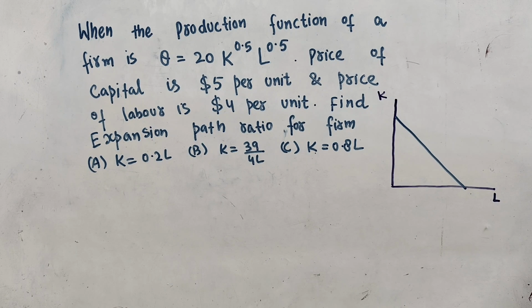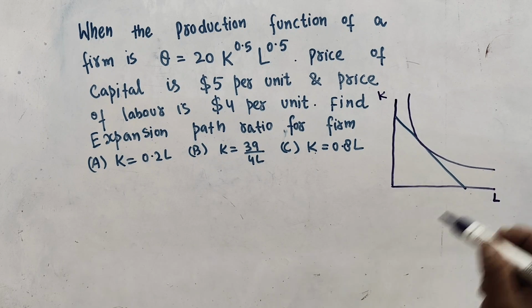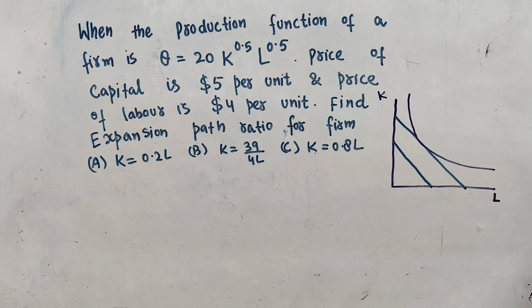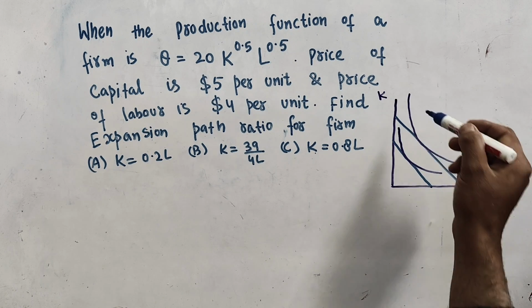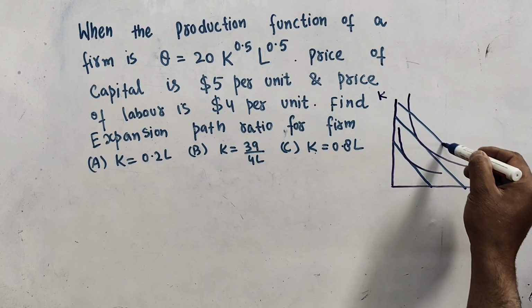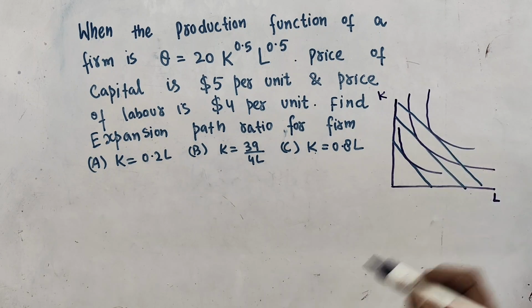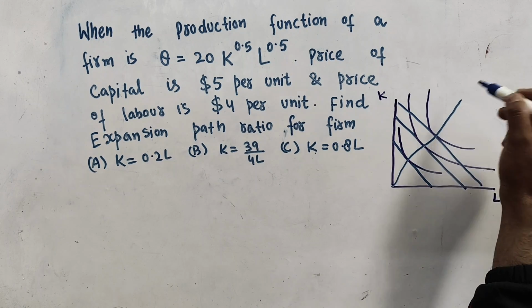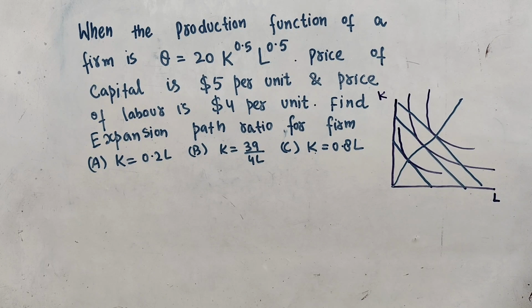If I draw the isoquant here, so let us say this is one isoquant. Similarly, if our isocost was here, and I draw another isoquant, likewise, if I have another isocost line and draw another isoquant, the expansion path will join these optimal points. So this line will show us the expansion path of the firm. So graphically, what is meant by this?